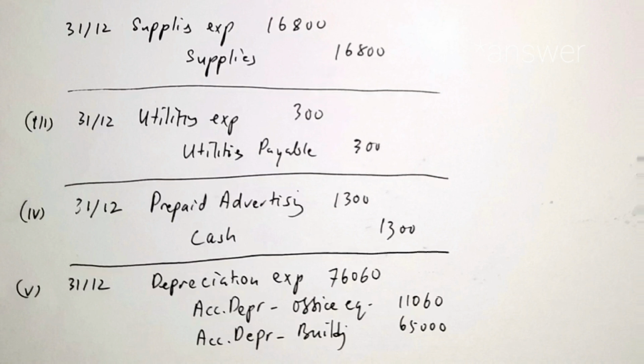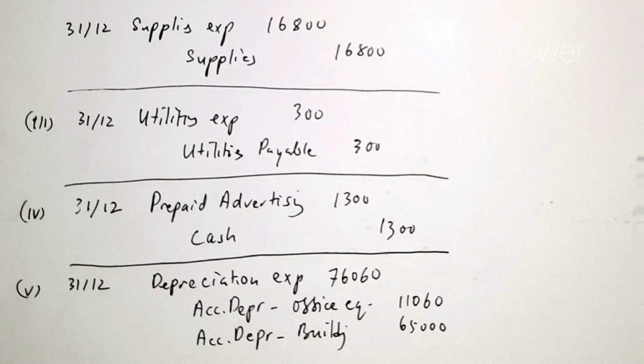So you have to record the adjusted entry like this. You have to record the depreciation expense in one account only. So debit depreciation expense 76,060, credit the two accumulated depreciation accounts separately. Accumulated depreciation for office equipment 11,060, accumulated depreciation for building 65,000.